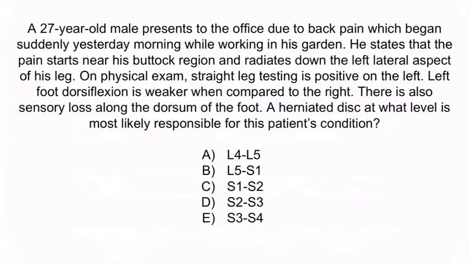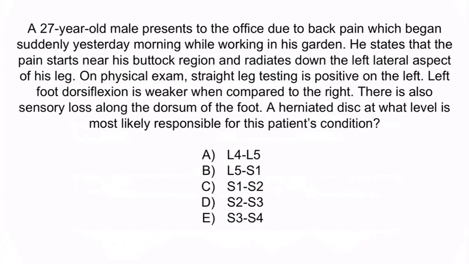A 27-year-old male presents to the office due to back pain, which began suddenly yesterday morning while working in his garden. He states that the pain starts near his buttock region and radiates down the left lateral aspect of his leg. On physical exam, straight leg testing is positive on the left. Left dorsiflexion is weaker when compared to the right. There is also sensory loss along the dorsum of the foot. A herniated disc at what level is most likely responsible for this patient's condition? A, L4 to L5, B, L5 to S1, C, S1 to S2, D, S2 to S3, or E, S3 to S4.